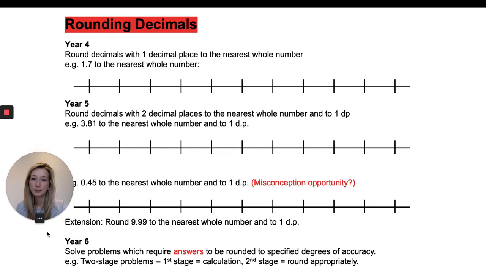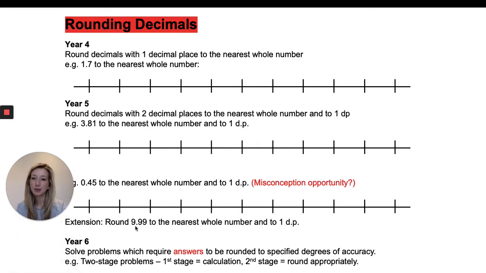Now, think carefully about those misconception opportunities as well. Is there a case they might treat it as a whole number, and they might find it difficult when they're moving up into a whole number? Also, a misconception opportunity for 9.99, so when more than one of the digits change. So let's just look at that one.